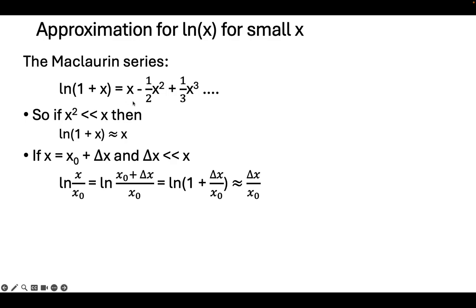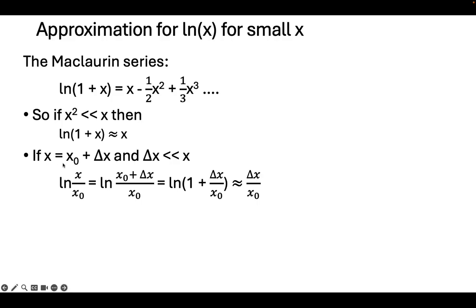But now if the x squared term is much less than the first term, for instance if x was equal to 0.1, then 0.1 squared is 0.01, so x squared is much less than x. So if x is about 0.1, going from 1 to 1.1, the natural log of 1.1 is approximately 0.1. That's what this says. So the natural log of 1 plus x is approximately x.